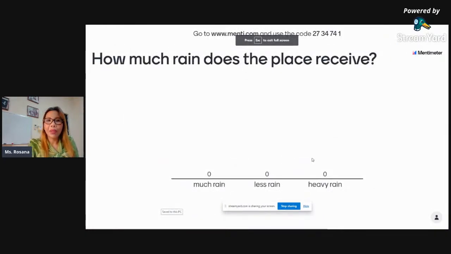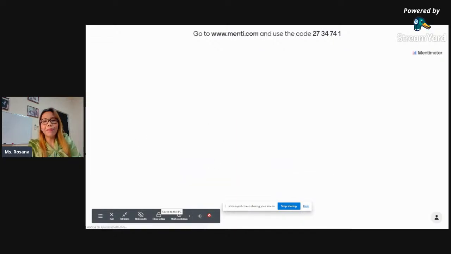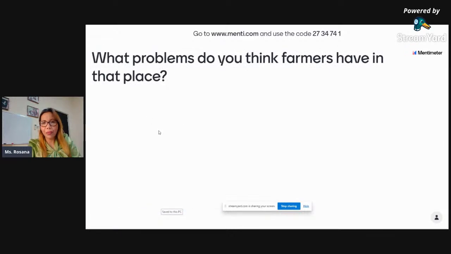The question, how much rain does the place receive? Is it much rain? Is it less rain? Or is it heavy rain? Now choose the correct answer. You can just tick the correct answer. All right. How much rain does the place receive? Is it much? Is it less? Or is it heavy rain? Okay. Then the next question.